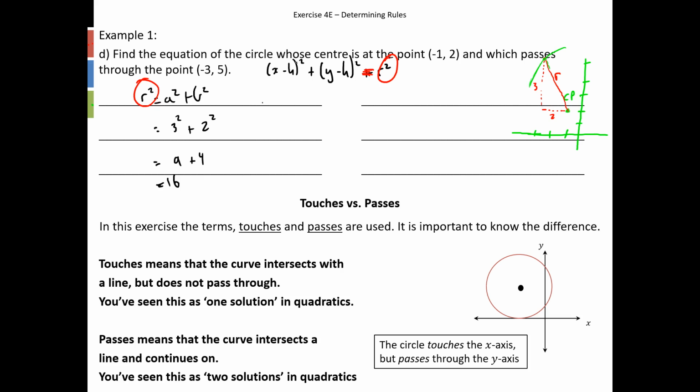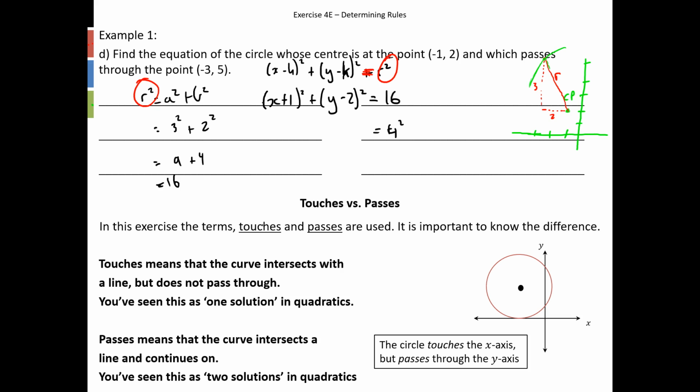Equals, so we've got that, and then we have our h and k from our centre point. So our equation is going to be x plus 1 squared, again negative into the negative gives us a positive, plus y minus 2 squared equals 16. And you can also write that as equal to 4 squared if you want.